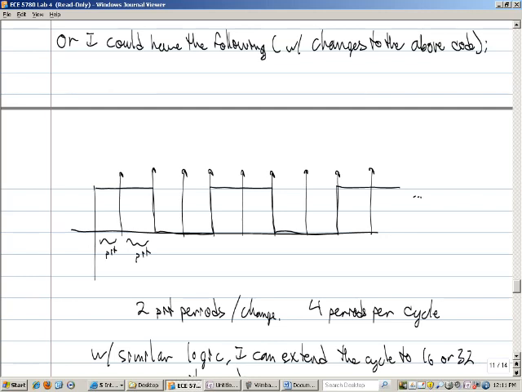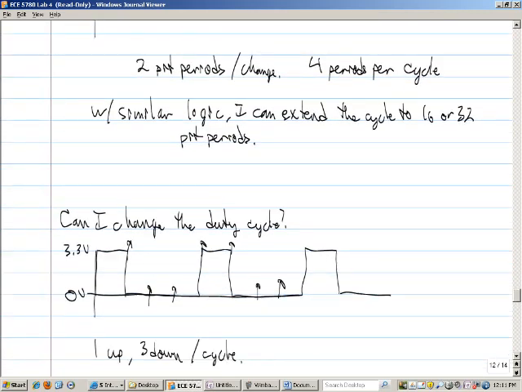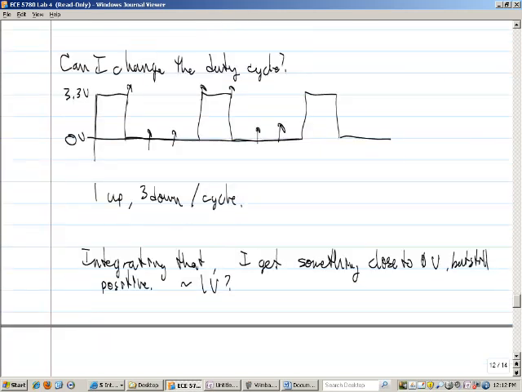So now you can create an output square wave that has a 50% duty cycle that consists of multiple PIT periods for the square wave period. Okay? Can you change the duty cycle? Well, sure. Why can't you just toggle the pin, then wait for 2 cycles, then toggle the pin, wait for 1 cycle, toggle the pin, wait for 2 cycles, toggle the pin, wait for 1 cycle, toggle the pin.